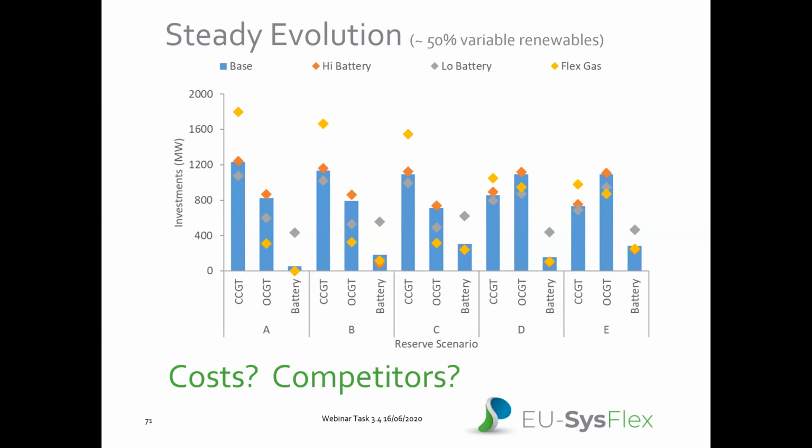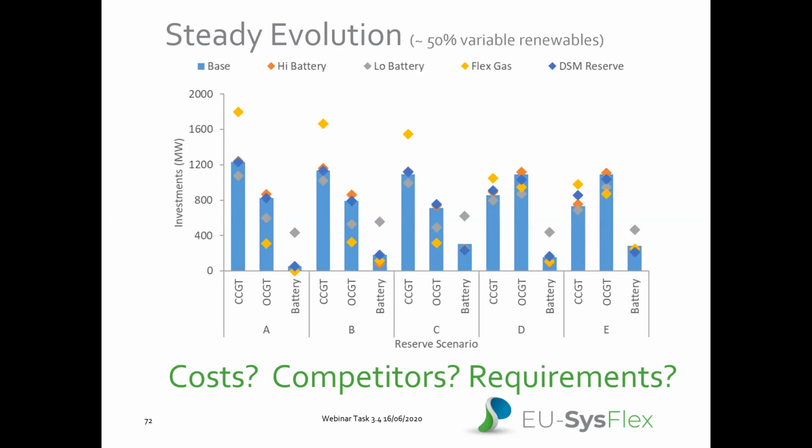We also considered a scenario where the conventional plant investment options have increased flexibility. So the OCGT and CCGT plant have increased ramping capabilities and reserve capabilities and lower minimum generation levels. In this case, battery investments fall when these more flexible plants are considered for investment. Next slide.